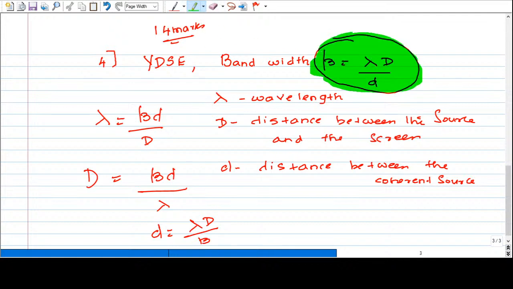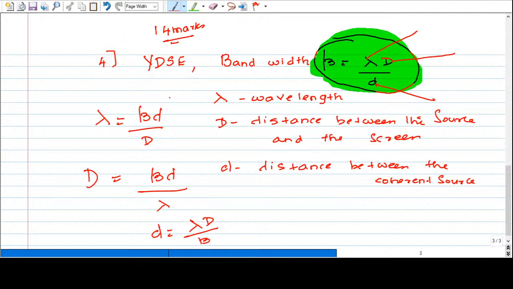To find the bandwidth, what are the parameters they will give? They will give wavelength, capital D, and small d. If they give these three, it is very easy for us to find the bandwidth in Young's double slit experiment. YDSE is called Young's double slit experiment.